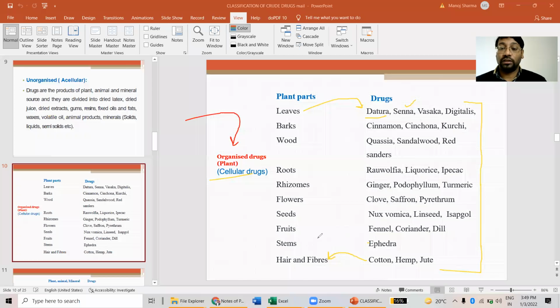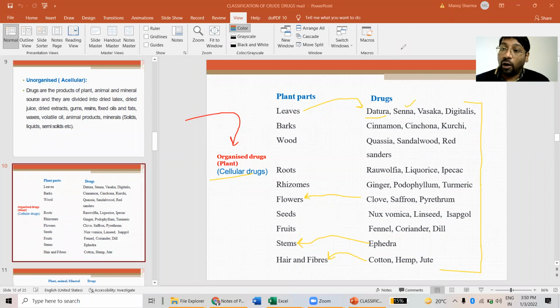In ephedra, we use the stem. In clove, saffron, pyrethrum, these all we use flowers only. They are more efficient or more active from that part of the plant. So that's why we keep them under morphological classification. Got it? Okay, next.